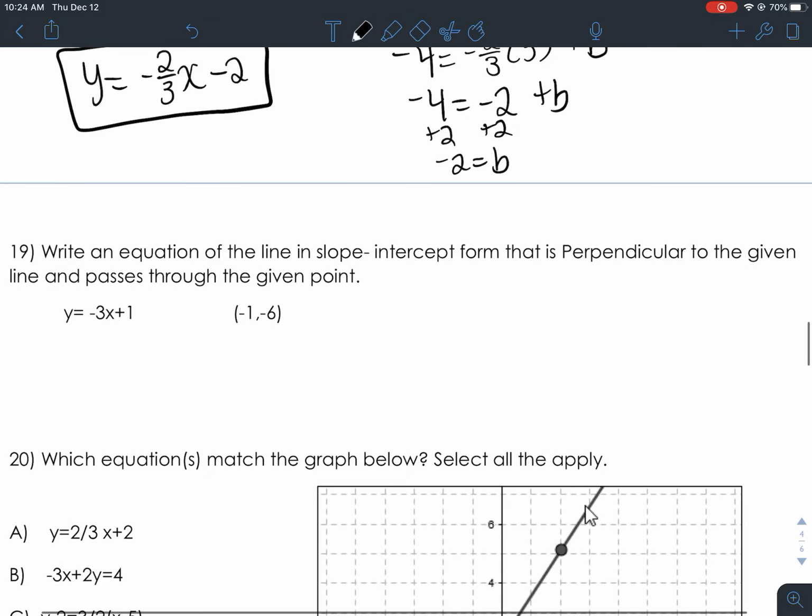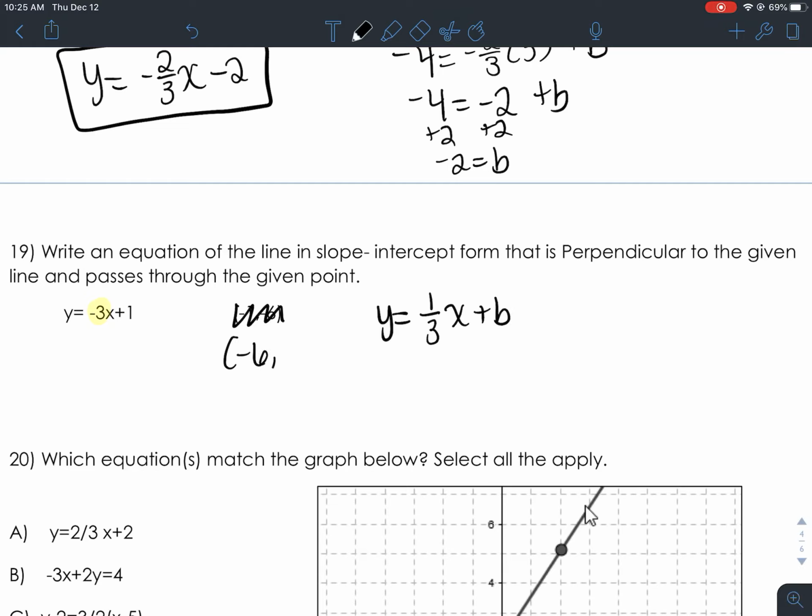Okay, and then of course there's going to be one where it's perpendicular to the given line. So perpendicular does not have the same slope. Slope of 4 is 3, but we want to go ahead and make it the opposite, so it's going to be positive. Instead of -3, it's going to be +3, and then we're also going to make it the reciprocal, so it's going to be a +1/3.